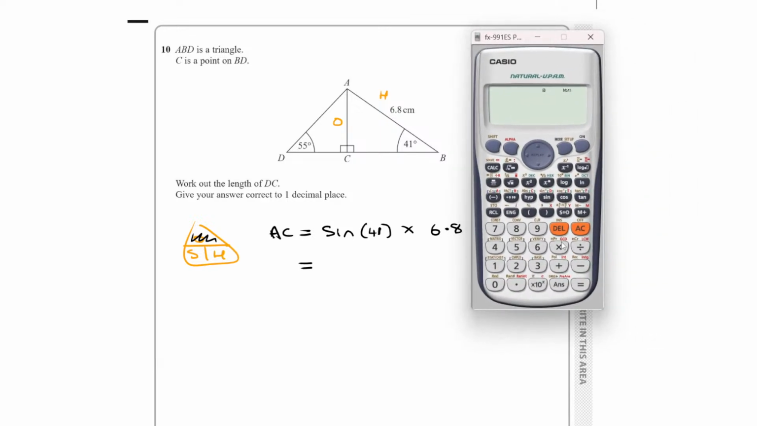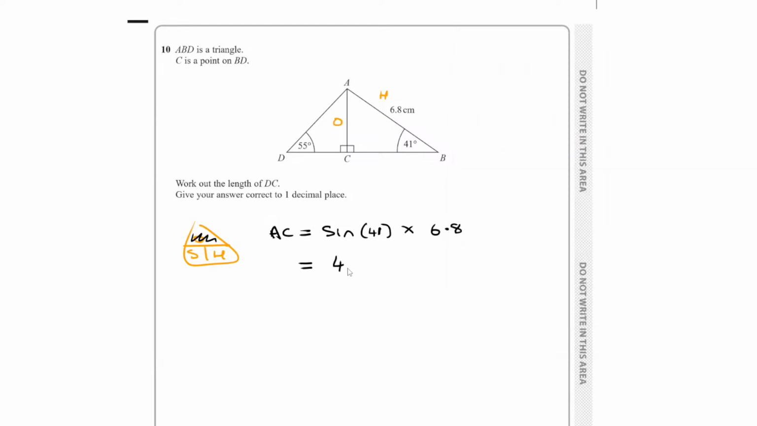So, sin, and just normal sin, not inverse, because we have got the angle, just a normal sin. 41 times 6.8. Now, you obviously get loads of decimals. I'm going to leave that in my calculator, but I'll write down a couple of them, so like 4.46 maybe. Dot, dot, dot, isn't it? Because I know that there's technically more decimals. And I don't want to round it now because we're only halfway through the working. So I always try and leave my rounding until the end.